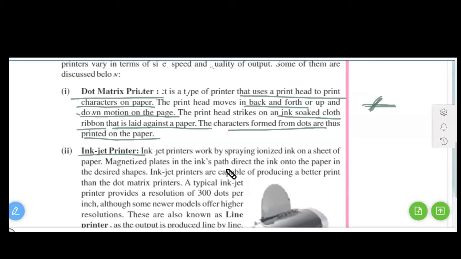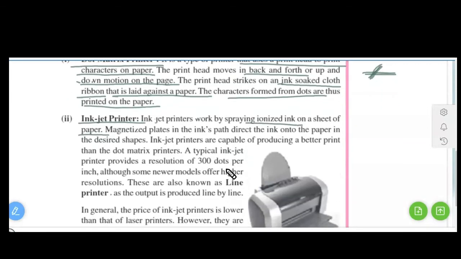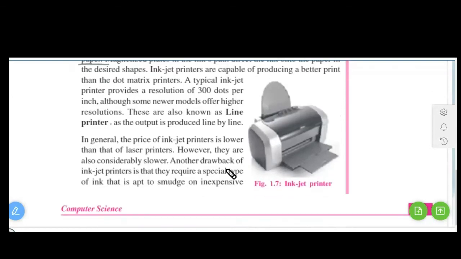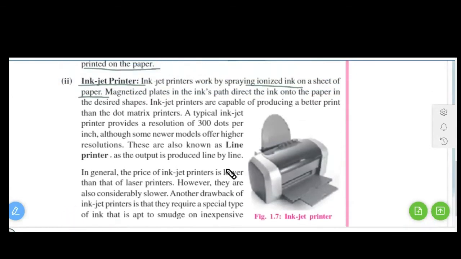Now the next one is the inkjet printer. You don't have to worry about what is happening inside a printer; you just have to know what kind of printer is being used and the name, inkjet printer. It works by spraying ionized ink on a sheet of paper. Magnetized plates in the ink's path direct the ink onto the paper in the desired shapes. You can see this is an example of an inkjet printer that is widely used.